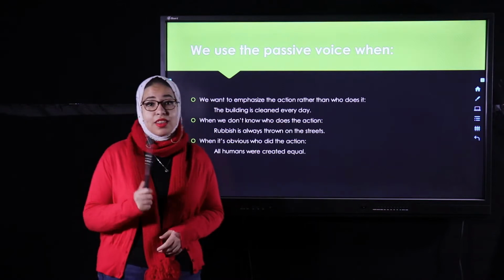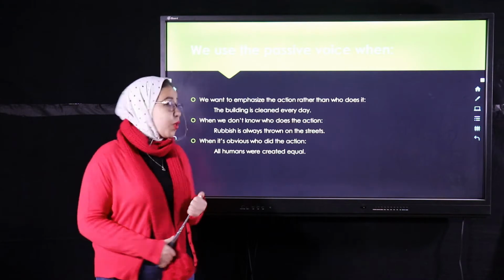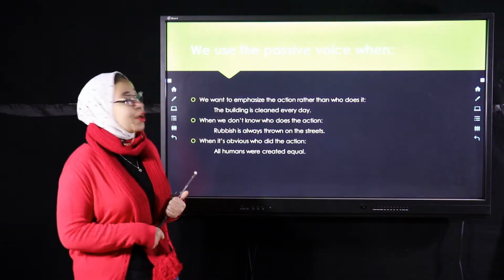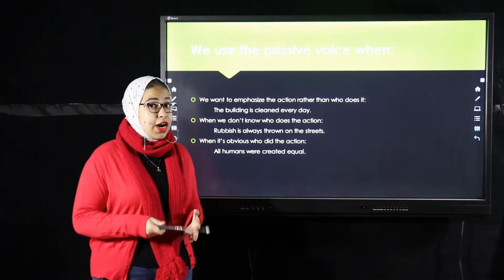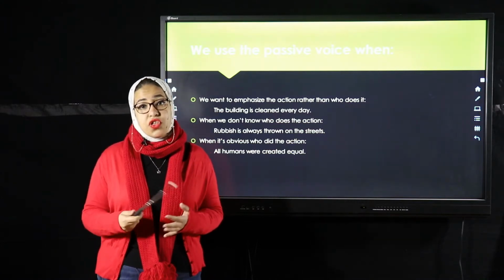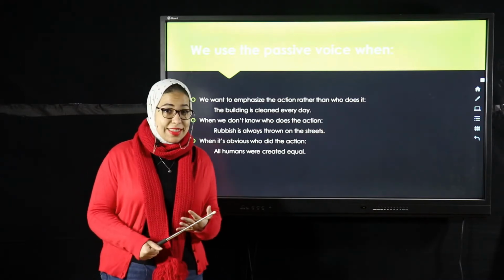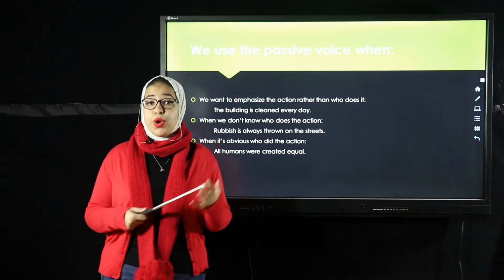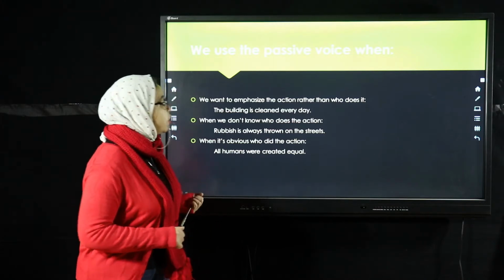The first part, the usages of the passive voice. We use the passive voice for 3 things. What are they? When we want to emphasize the action rather than who does it. Like, the building is cleaned every day. Here, I care about the action of the building being cleaned rather than caring about the people who clean it. So I want to stress the action more than I want to stress the person or the people who do it.